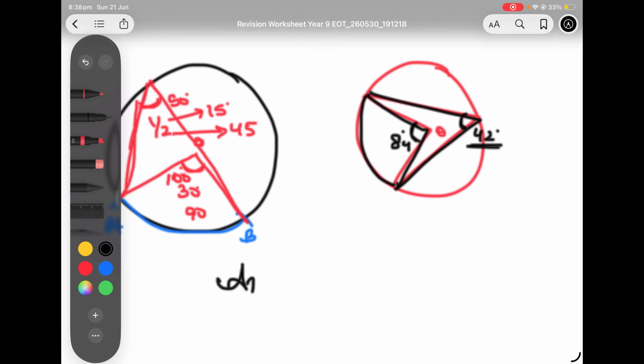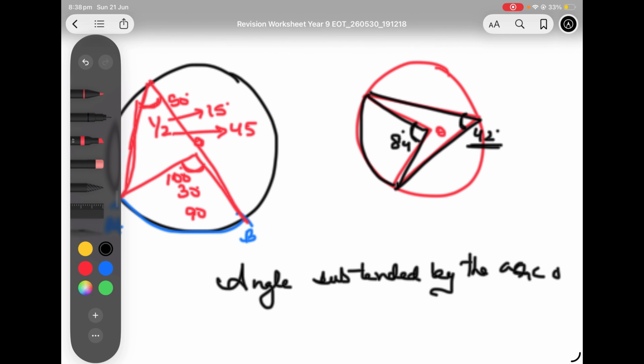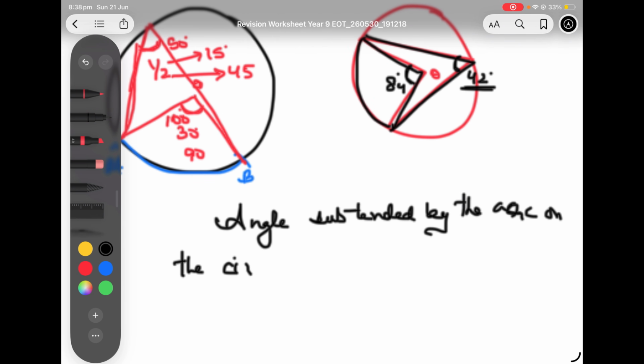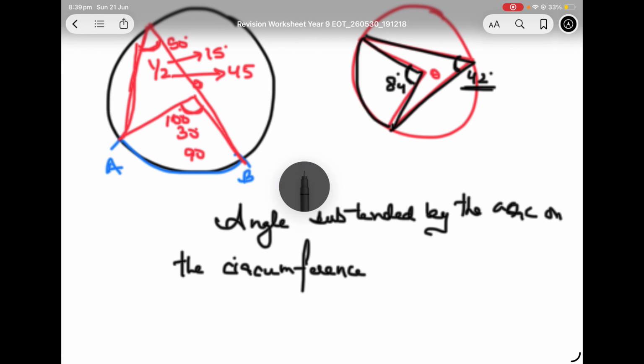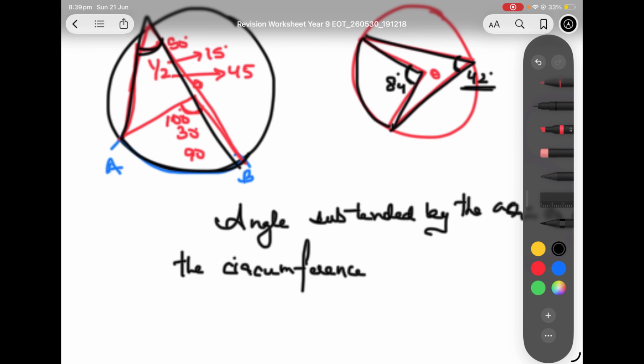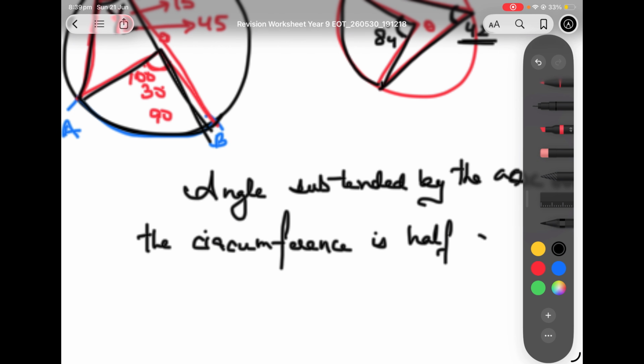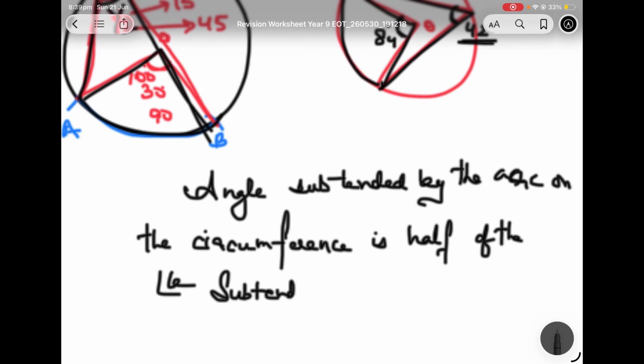So the statement reads as: angle subtended by the arc on the circumference is half of the angle subtended by the same arc on the center.